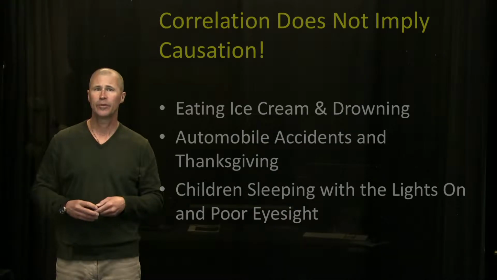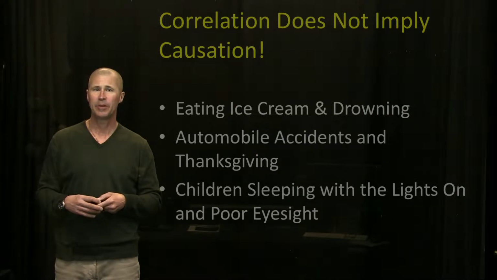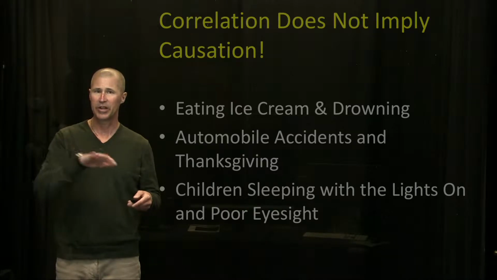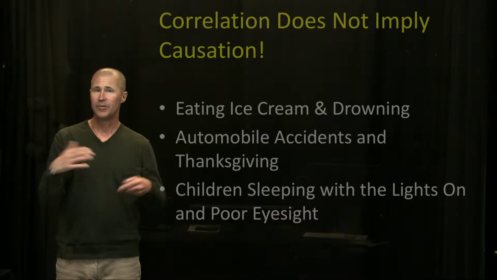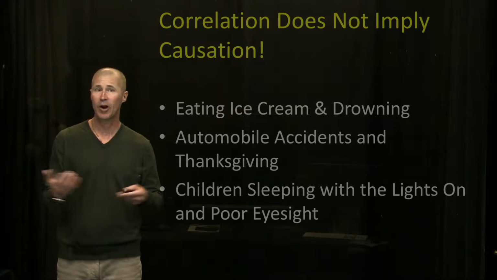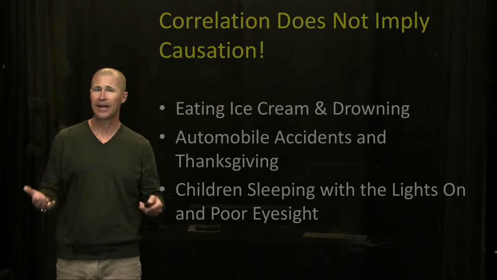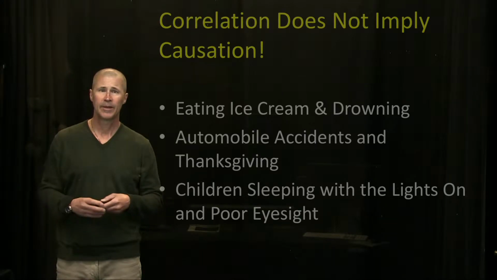We have to be careful with correlation and causation, and remember that correlation does not imply causation. So some examples could be eating ice cream and drowning. We know that the rates of eating ice cream and the rates of drowning tend to parallel each other, and this happens in the summertime. So an ill-informed researcher might make the assumption that eating ice cream causes drowning, when in reality, it's the fact that both of these activities are happening in the summer, more people are swimming, and rates of drowning are higher.